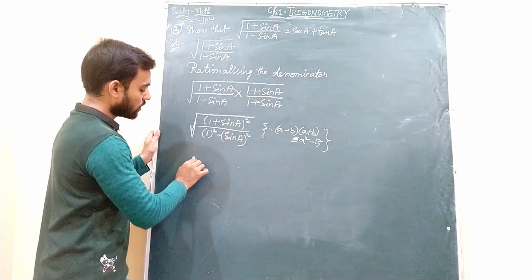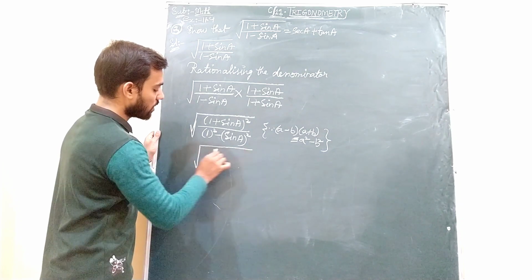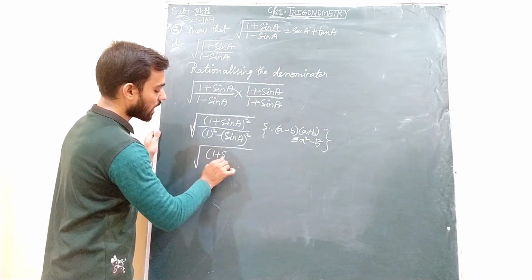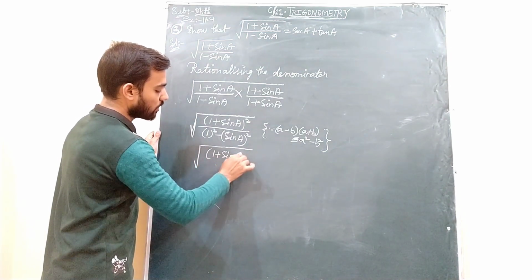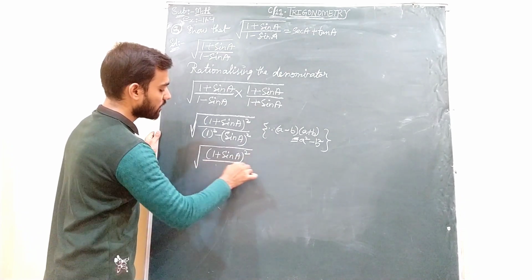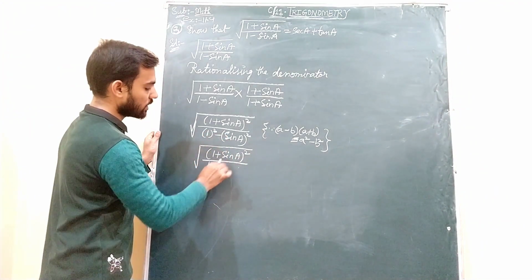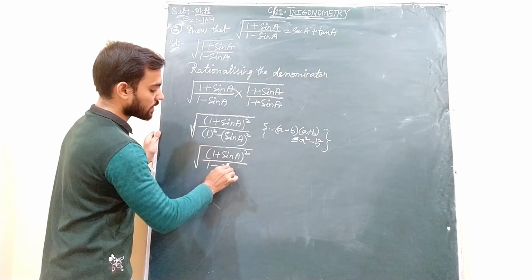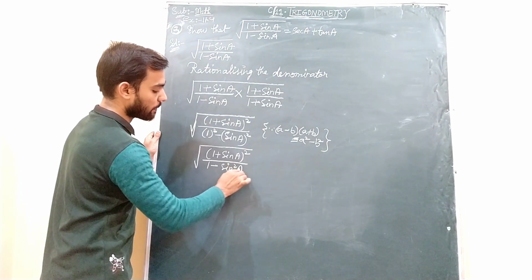Okay, now under root of 1 plus sin A whole square divided by 1 square, which is 1, minus sin A whole square, which is sin square A.